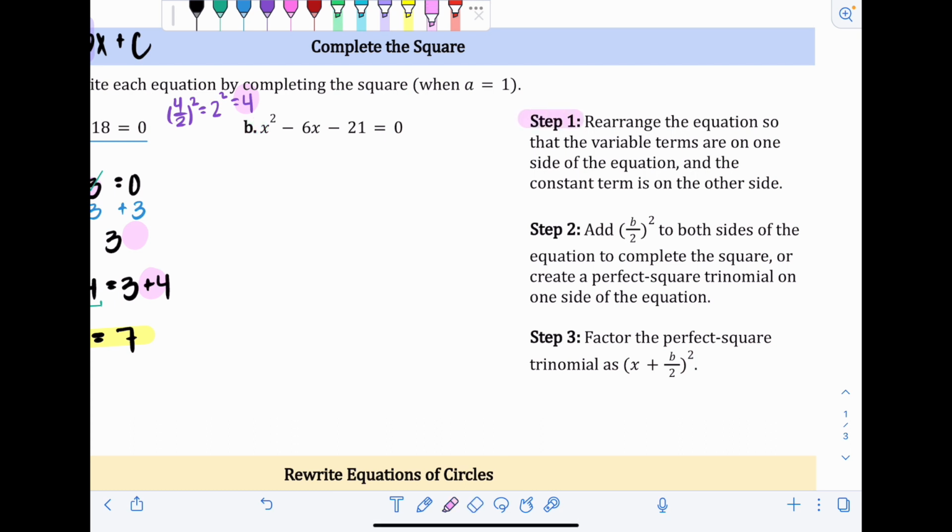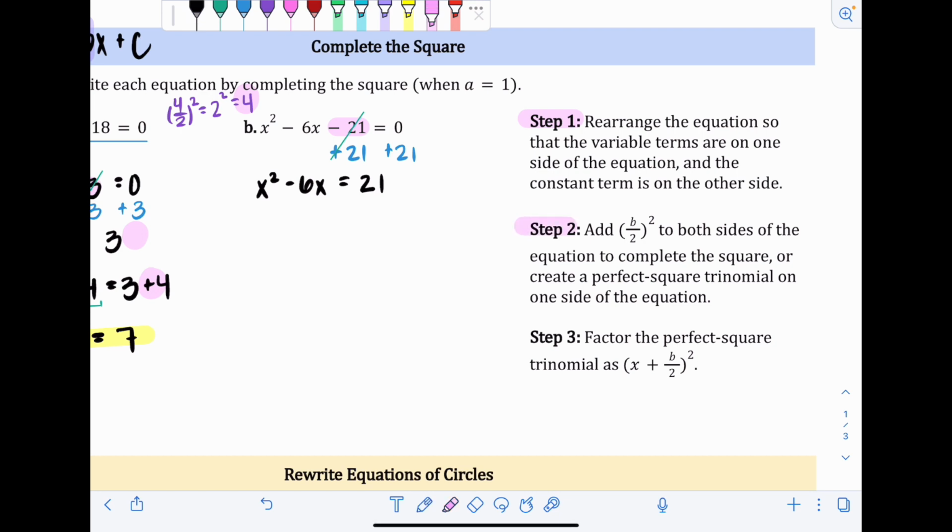Rearrange the equation so that the variable terms are on one side and the constant term is on the other. So we have to get this negative 21 on the other side of the equation. I can't just move it, I have to use inverse operations to cancel it out. So I would cancel out the minus 21 by adding 21, and then I would add it to the other side as well. So I would bring down the x squared minus 6x. The negative 21 plus 21 would cancel out, and then equals 0 plus 21, so 21. And then now we're ready for step 2.